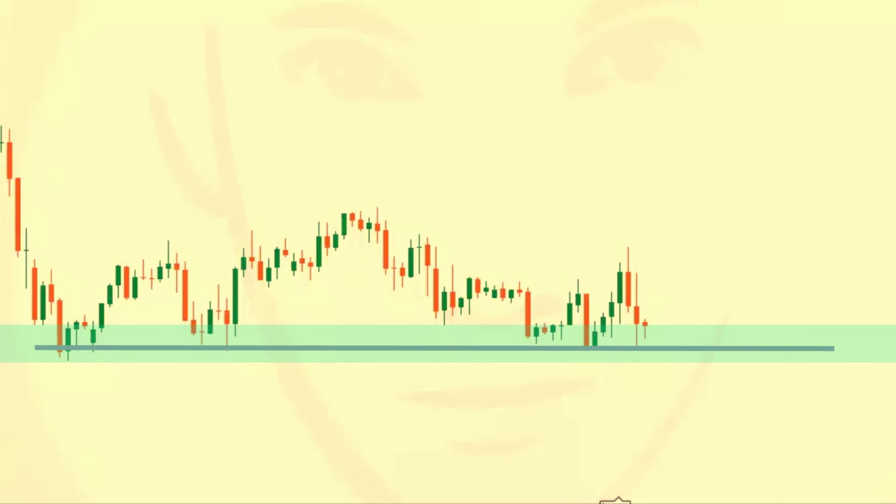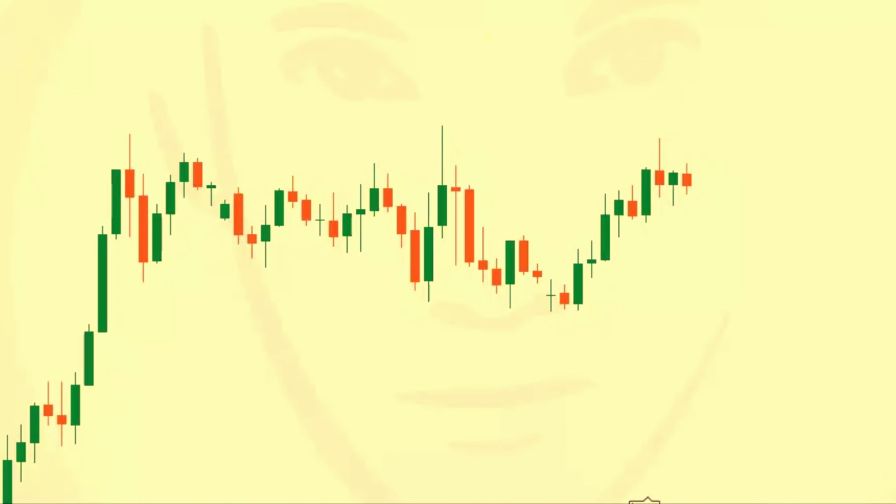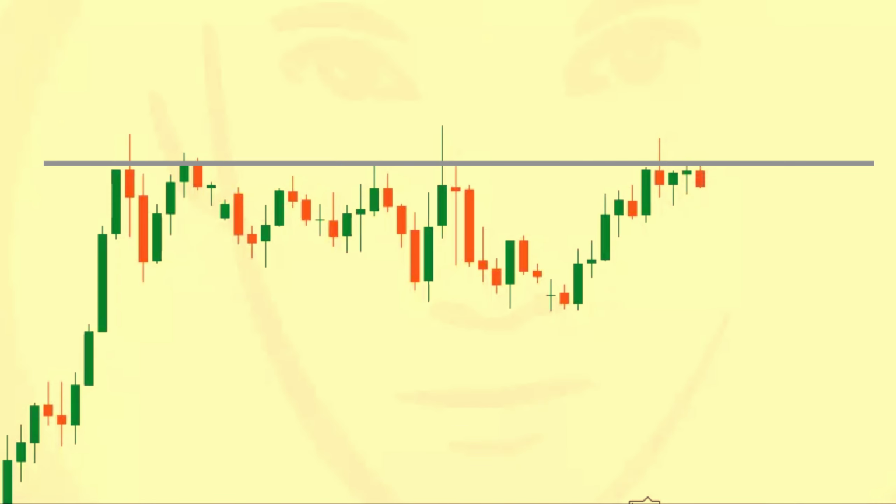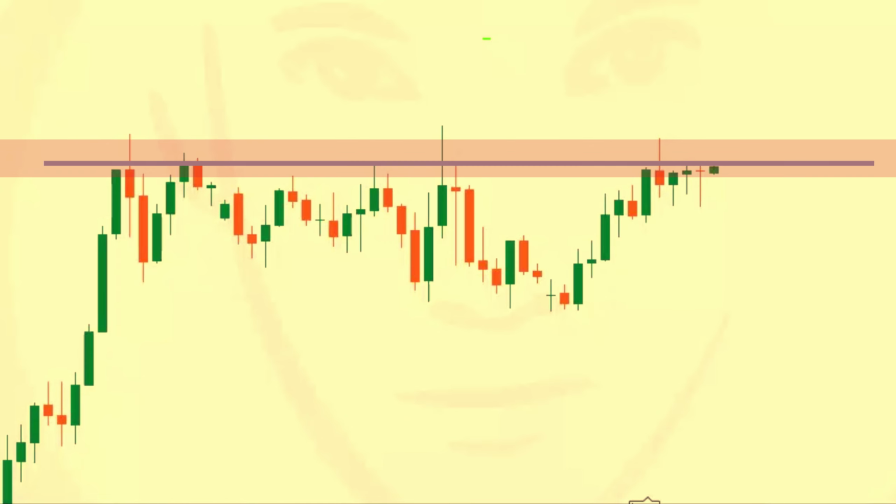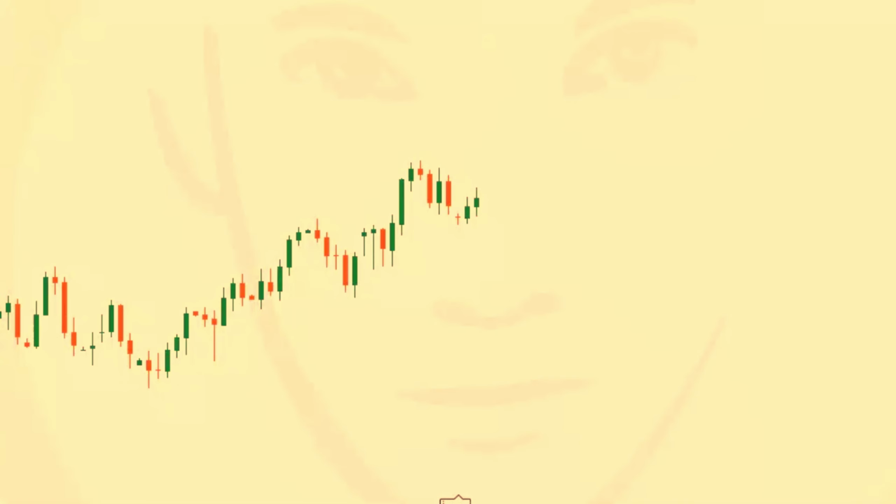You connect significant swing lows for support and significant swing highs for resistance. Don't force it to be an exact price. Think of it as a zone. Price may wick slightly through the line before reversing. That's normal.